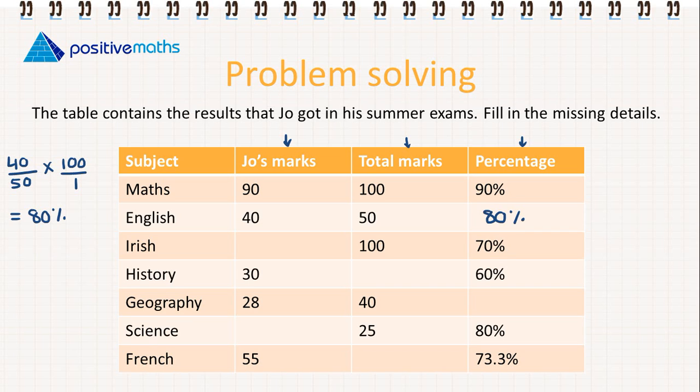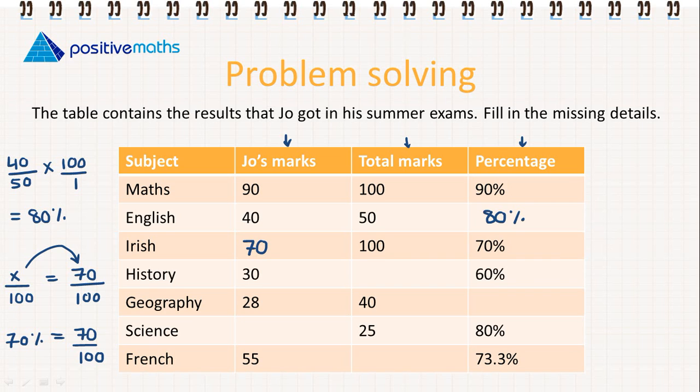Okay, the next one, for Irish. It was out of 100. The percentage was 70%. So we need to find out what Joe's marks were. Okay, so if we don't know, let's just fill in x for this value here. And we'll repeat the same step as we did before and we'll find x. Okay, so he got x out of 100. And we know that this is 70%. So, 70% is equal to 70 over 100. So x over 100 is equal to 70 over 100. So we see that x is equal to 70. So we'll fill in 70 for Joe's marks.